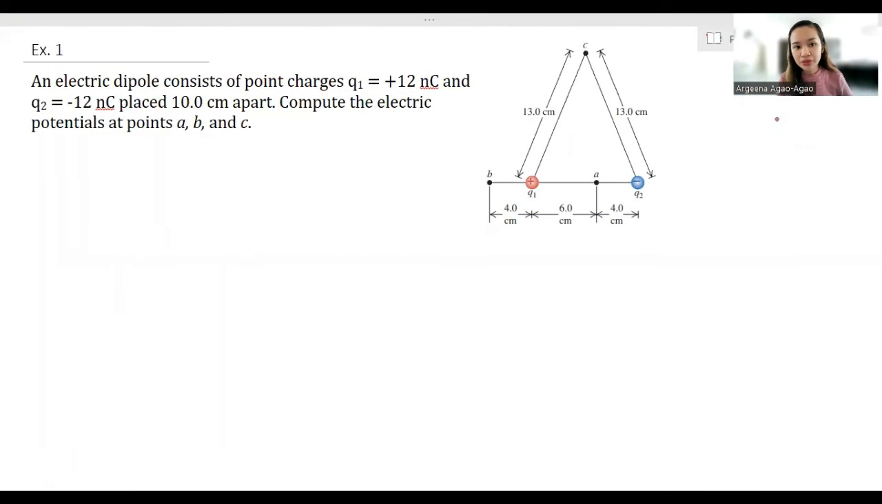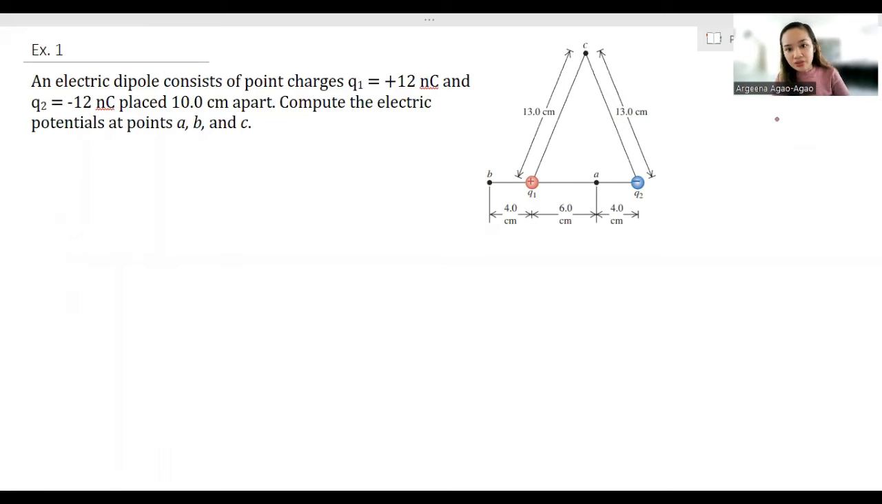Okay, so for the first example, we have an electric dipole consisting of point charges Q1 equal to positive 12 nanocoulombs and Q2 equal to negative 12 nanocoulombs, placed 10 centimeters apart. Compute the electric potentials at points A, B, and C.